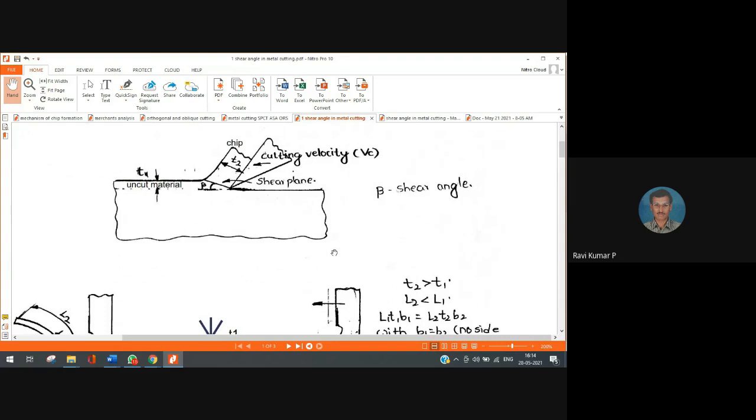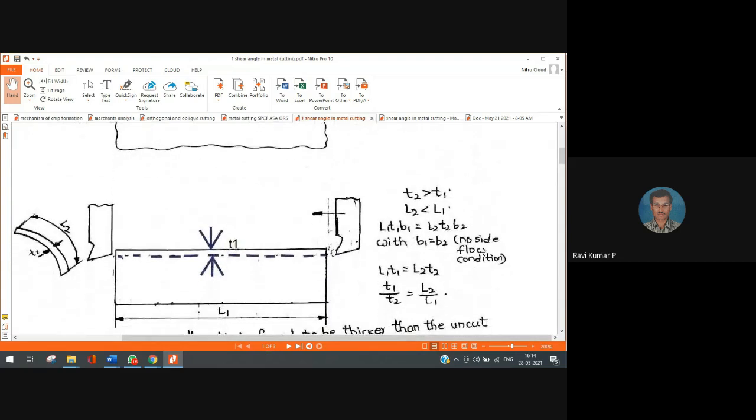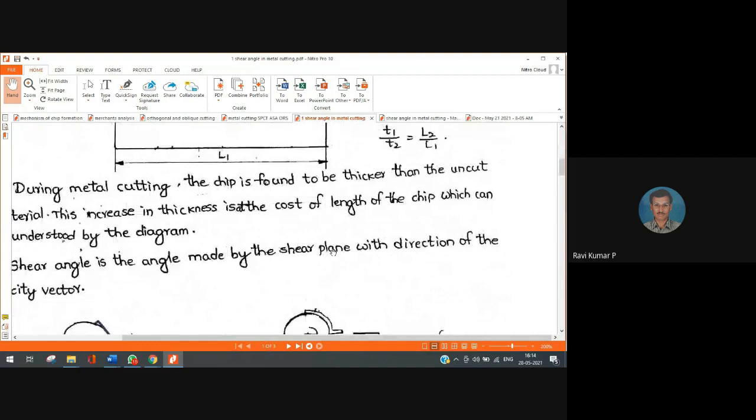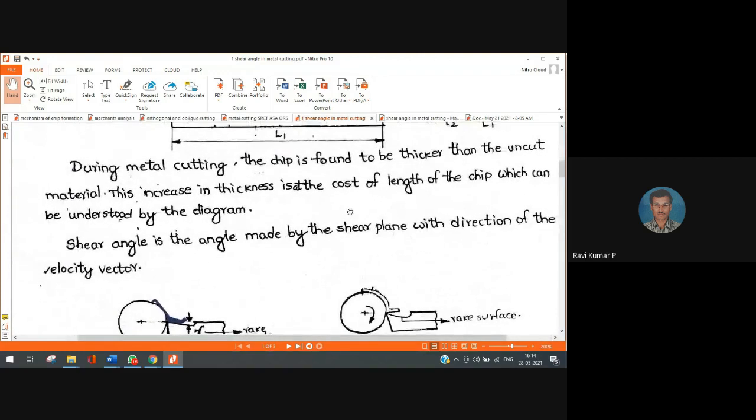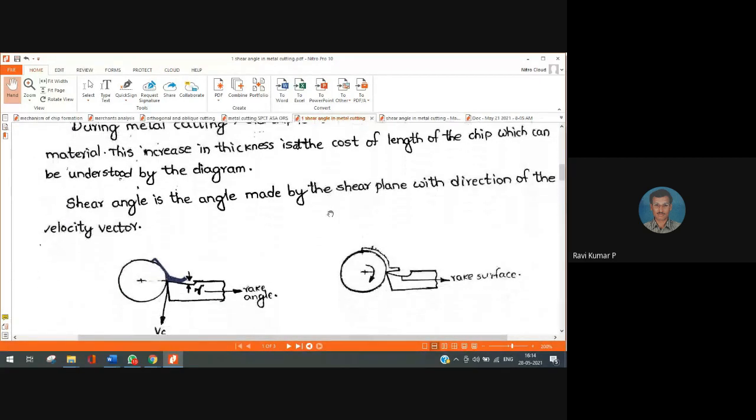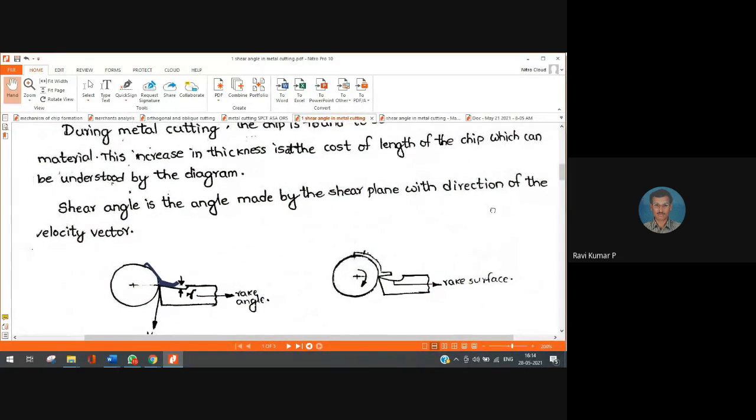So this shear plane angle is an important parameter which tells me the nature of cutting, because it's going to affect the chip thickness. If shear angle is smaller, chip thickness will be more. If the shear angle is lesser, chip thickness is large. If shear angle is more, then I will find that definitely T2 will be greater than T1, but it's not so high as in a case where shear angle is smaller. You can observe this diagram.